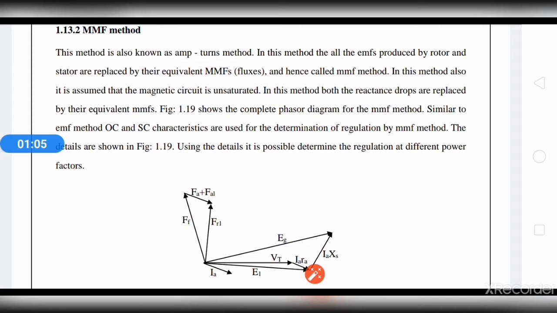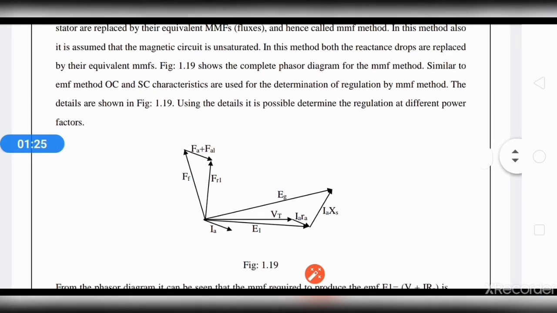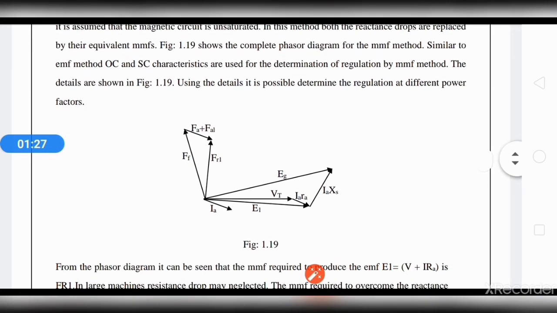Figure 1.19 shows the complete phasor diagram of the MMF method. Similar to the OC and SC characteristics used in the previous method, in this method also it is useful to determine the regulation. Using figure 1.19, it is possible to determine the voltage regulation at different power factors.